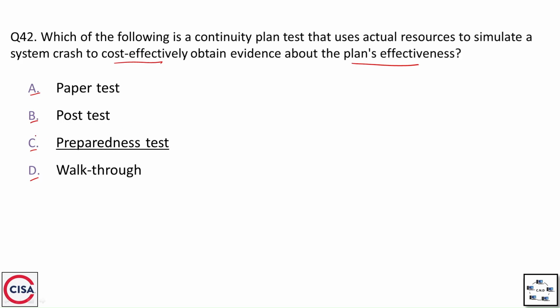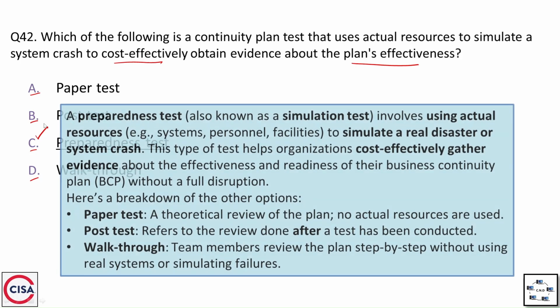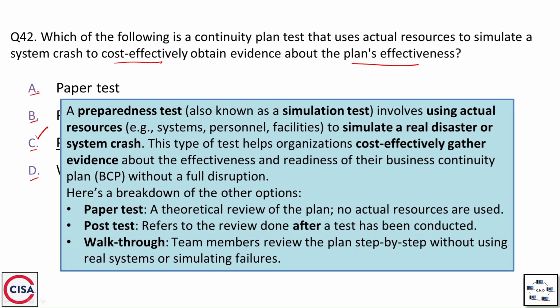option C, preparedness test. So a preparedness test, also known as a simulation test, involves using actual resources, that is system, personnel, and facilities to simulate a real disaster or system crash. This type of test helps organizations cost effectively gather evidence about the effectiveness and readiness of their business continuity plan without a full disruption. Here is a breakdown of the other options.